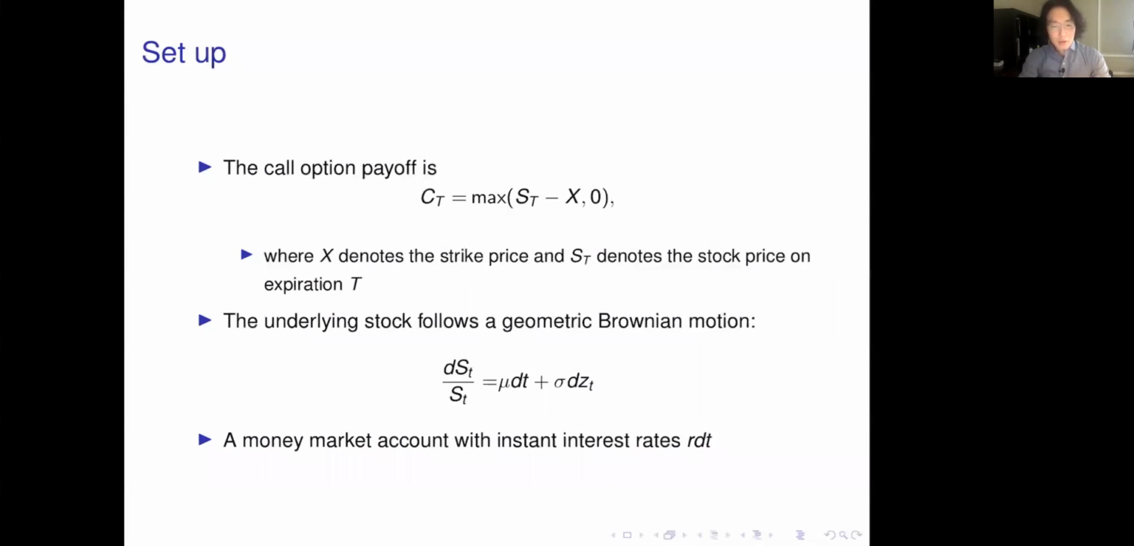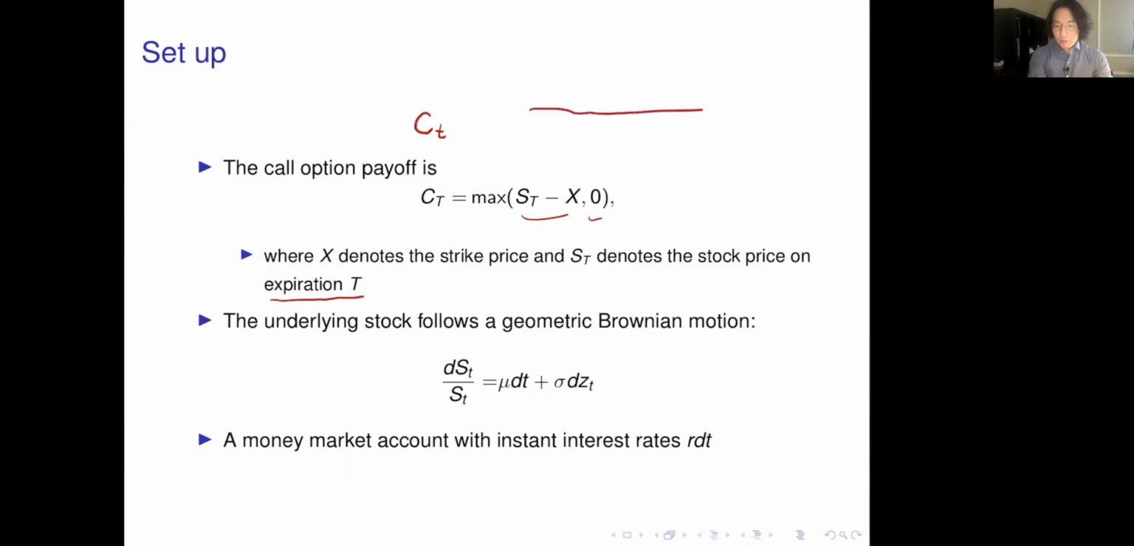We begin with the call option payoff. C is the price of the call at time t. And this call option has the expiration date of capital T. So the payoff on the expiration date is given as follows. It is the maximum between these two quantities.